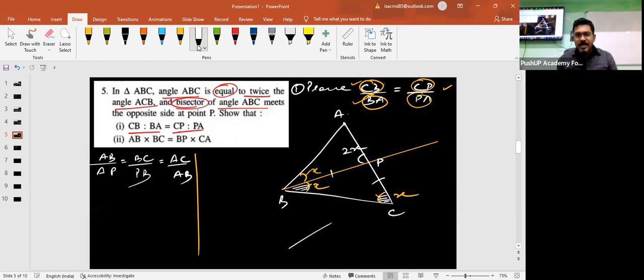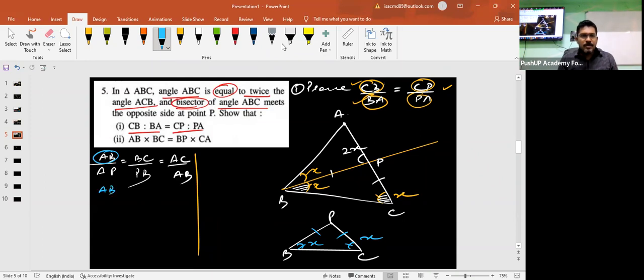Why? Because this triangle which you have drawn, triangle PBC, is an isosceles triangle. You all agree to that? It's an isosceles triangle because this is X and this is X. So obviously PB and PC are equal. Yeah. So now, can we use that concept in showing the result? CB upon BA. CB upon BA, where is BA after this one, right?